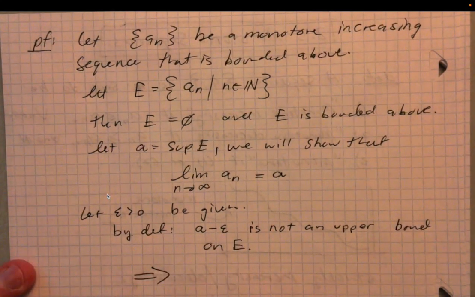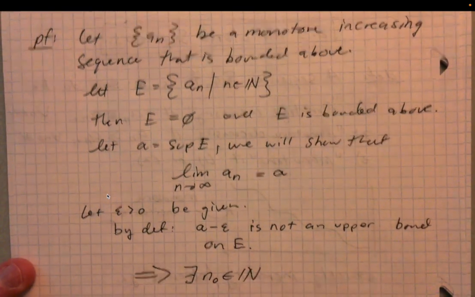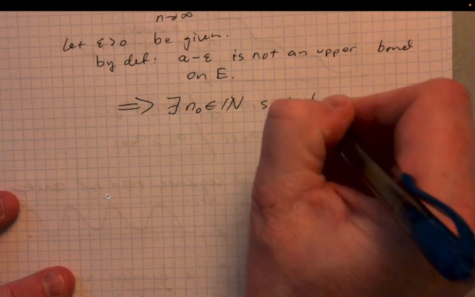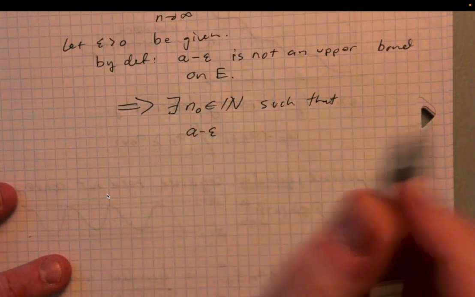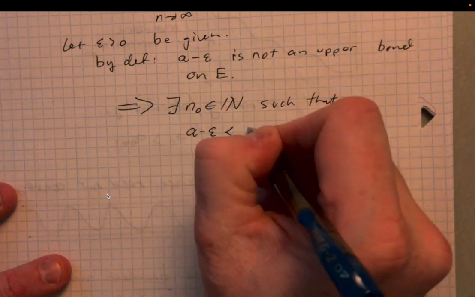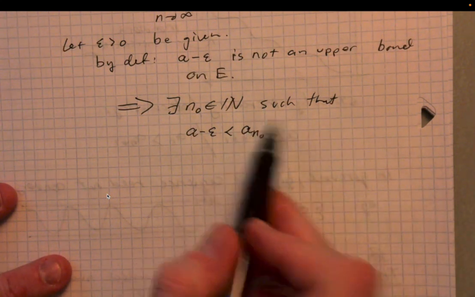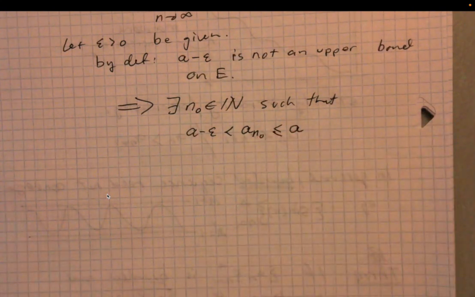And so if A minus epsilon is not an upper bound on E, then the implication there is that there exists some natural number n naught, such that what? Do we remember? Such that A minus epsilon is less than a sub n naught, whichever term that happens to be in the sequence, which we know is less than or equal to the supremum of the set E.